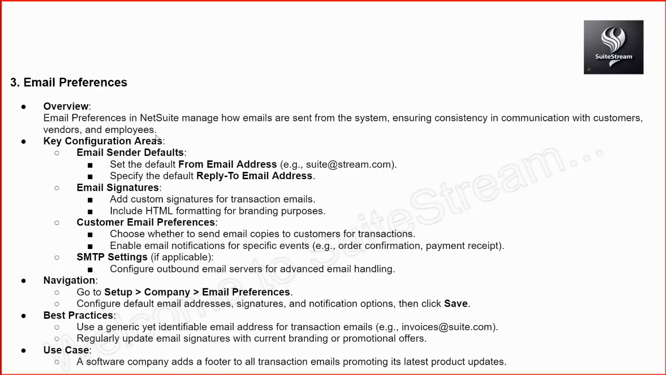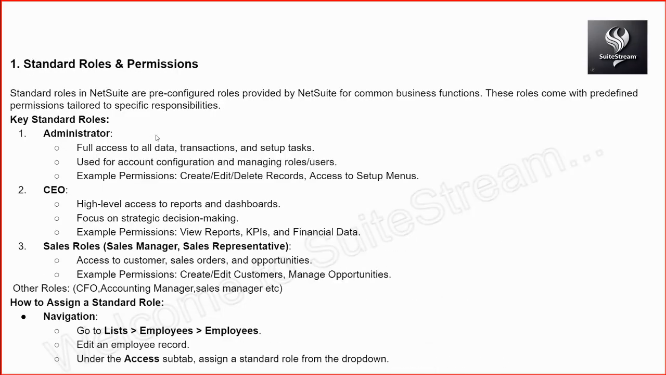If you talk about best practices, use a generic yet identifiable email address for transactions. For example, invoice at suitestream.com. Regularly update the email signature with current branding and promotional offers. Use case: a software company adds a footer to all transaction emails promoting its latest product update.